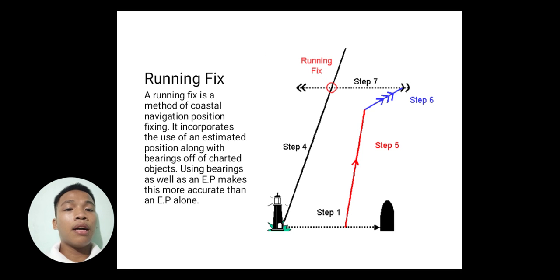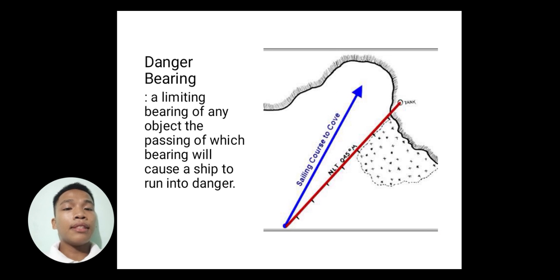Running fix. A running fix is a method of coastal navigation position fixing. It incorporates the use of an estimated position along with bearings of charted objects. Using bearings as well as an EP or estimated position makes this more accurate than an EP alone. Like the picture on the right is called running fix. Next is danger bearing. Danger bearing is a limiting bearing of any object, passing of which bearing will cause a ship to run into danger.